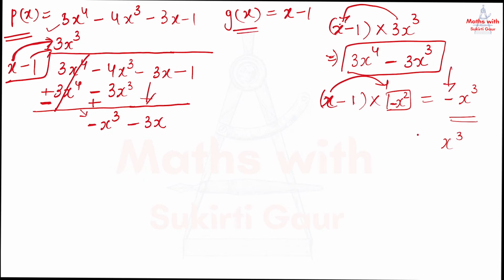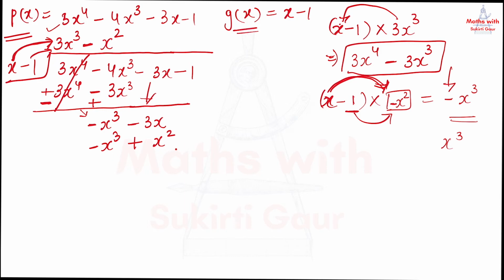I'll multiply it by minus x square. So we are going to write here minus x square. Okay, so x minus 1. Now x into minus x square, I'll be getting minus x cube, but along with it, I am also going to get another term, that is minus 1 into minus x square. That will be plus x square. I hope it is clear.